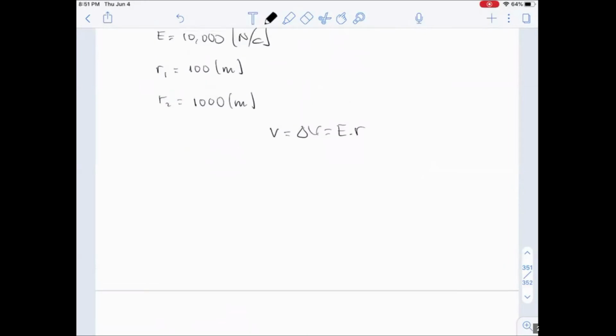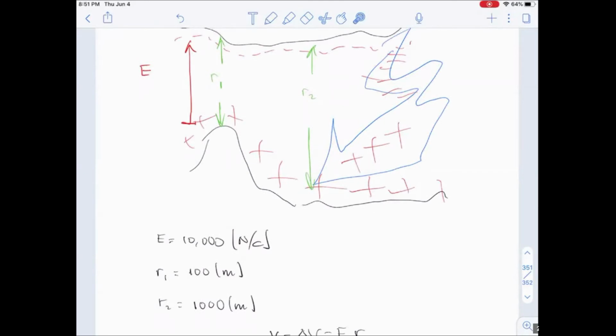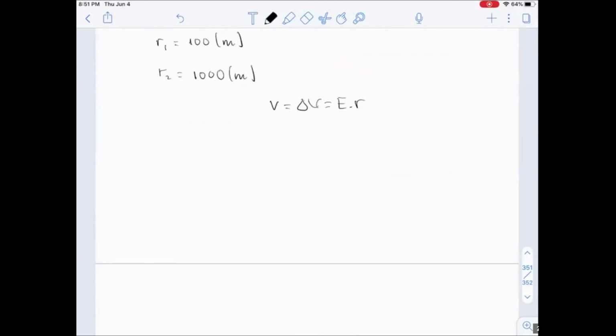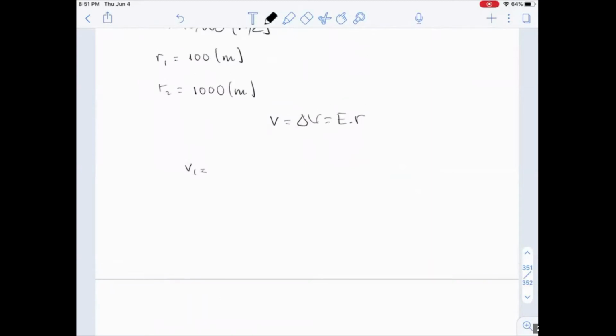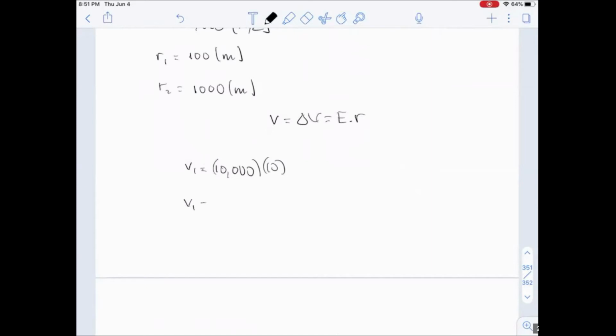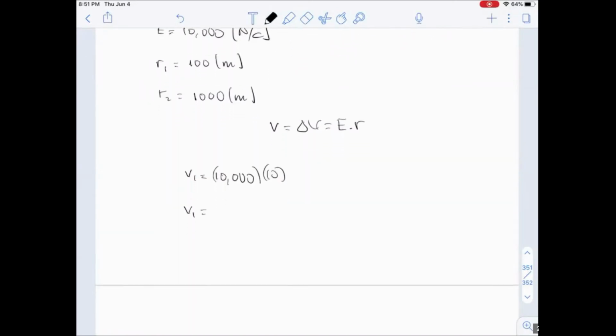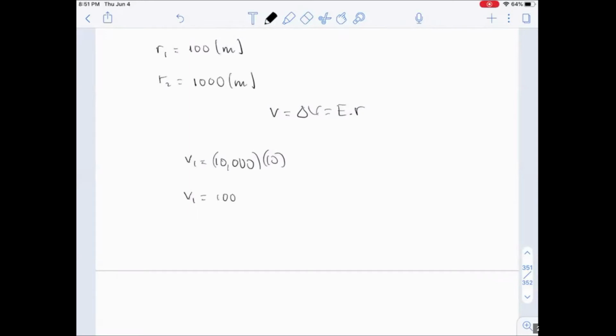All right, so for this region, I'm going to call this V1. That's the region that we're looking at. It's going to be the strength of the electric field times the constant separation distance. So this is going to give us 1, 2, 3, 4, 5, 10,000. All right, so this gives us 100,000 volts.